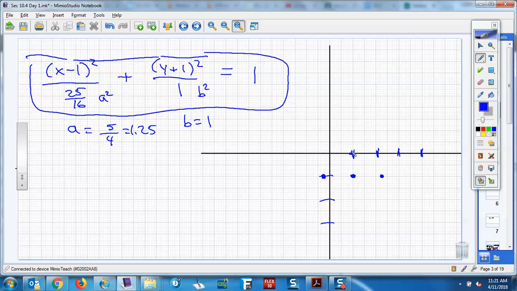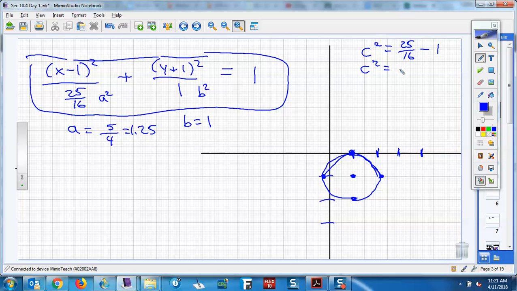Here I'm going to go 1 along the Y because it's under the Y, and I'm going to go 1 along the Y. So this is a very circular, pretty circular ellipse, right? A and B are pretty similar. We got C squared equals, so 25 16ths minus 1, which is what?